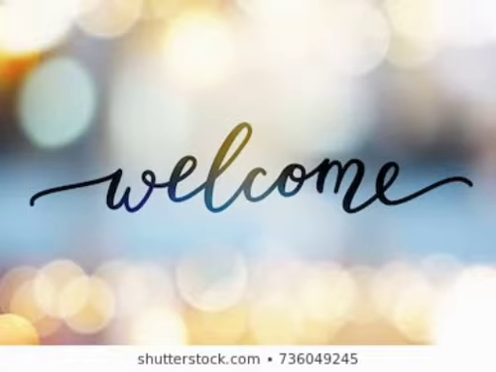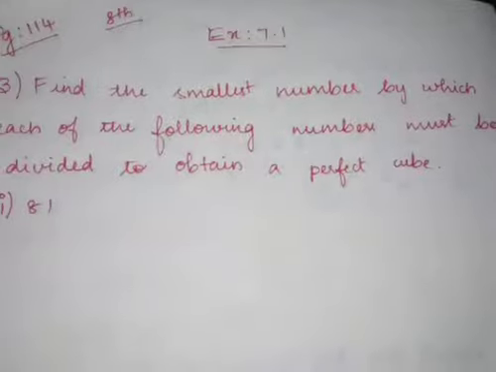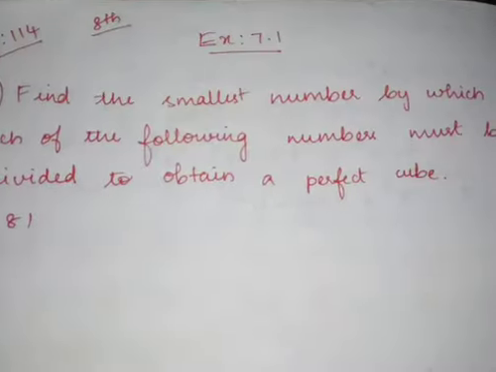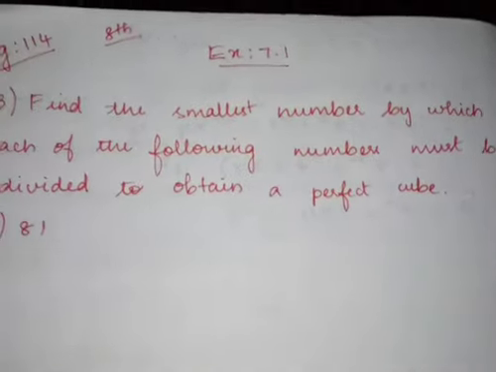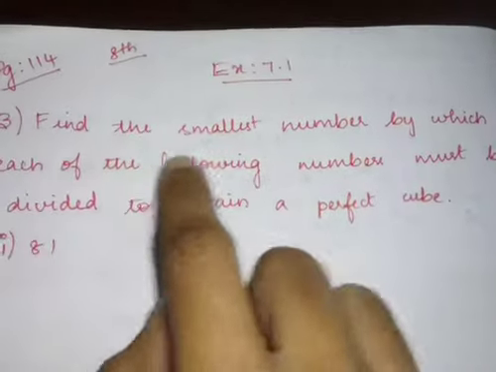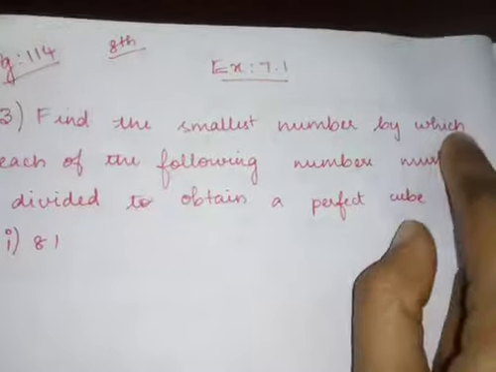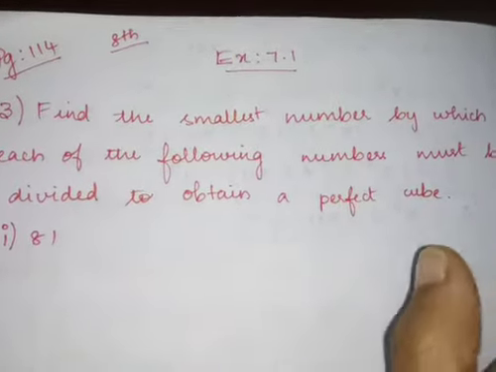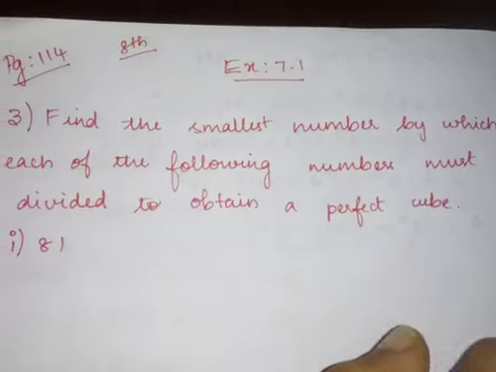You can take page number 114 in your NCERT textbook. Okay, I hope you all have taken page number 114. We are going to start from the third problem. Yes, what is the question? Find the smallest number by which each of the following numbers must be divided to obtain a perfect cube.